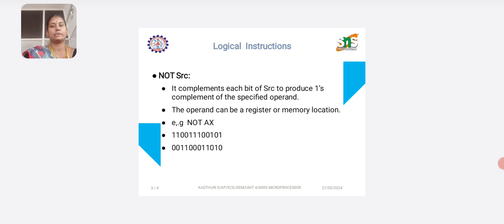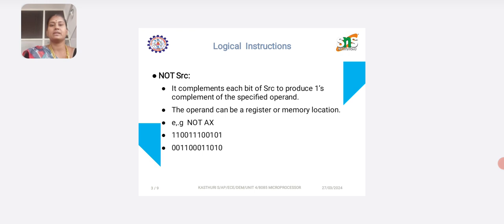The NOT operation is used to produce the ones complement of a source binary number. That is, all ones present in the source register are converted into zeros and zeros are converted into ones. The 8085 is an 8 bit microprocessor, so all the registers are 8 bit registers. If we need 16 bit, we can combine two 8 bit registers.